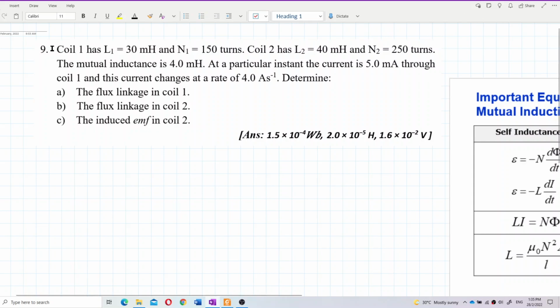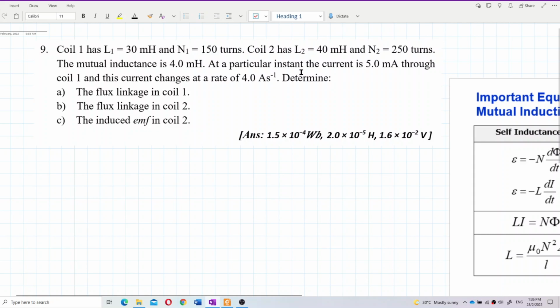Coil 1 has self-inductance L1 of 30 millihenry and N1, the number of turns, is 150 turns. Coil 2 has self-inductance L2 of 40 millihenry and number of turns N2 of 250 turns. The mutual inductance is 4 millihenry.